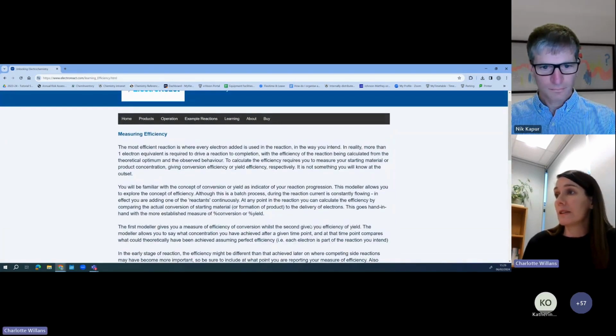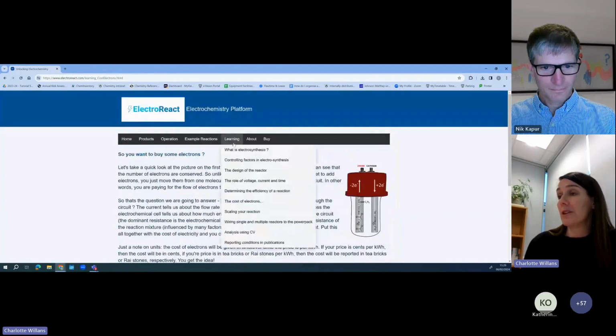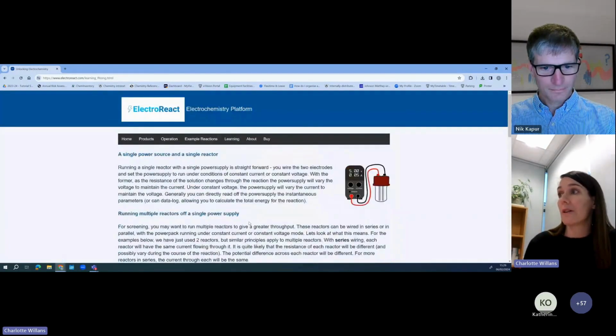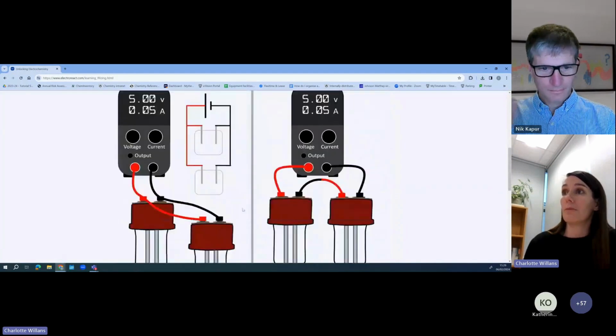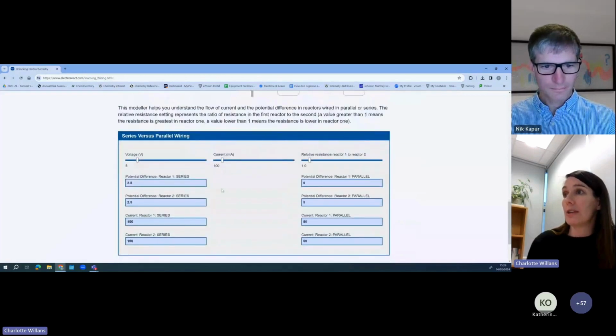And various other things that you can work out on here. You can even work out the cost of your reaction, so the cost of the electrons that you've added based on the current cost of electricity. Also a really useful one is the wiring. So you might wire your multiple reactions in parallel or in series, and you can add your voltage, your current to this, and it tells you the potential difference and the current in the different reactions, the different reactors, depending on whether you're wiring in series or in parallel.